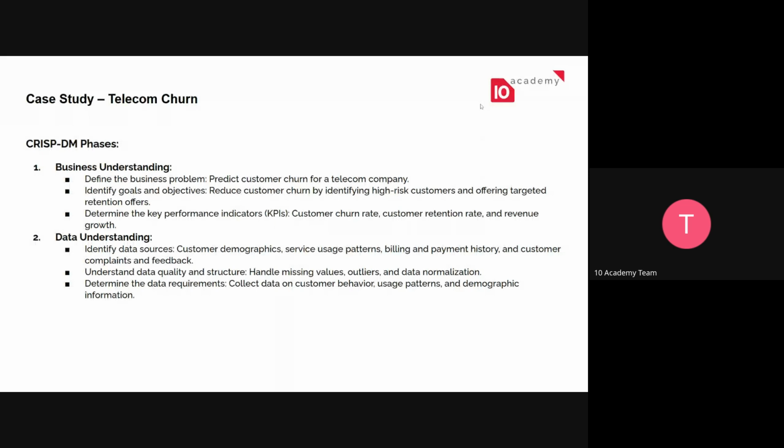And then there's the data understanding part. Since we're provided with the specific data that we need to check, identify the data sources, like the demographics, service usage patterns, billing, payment history, and customer complaints and feedback. And then understanding the data quality. We've mentioned that in the earlier discussion. So we need to do the data understanding. So now we have the business understanding.